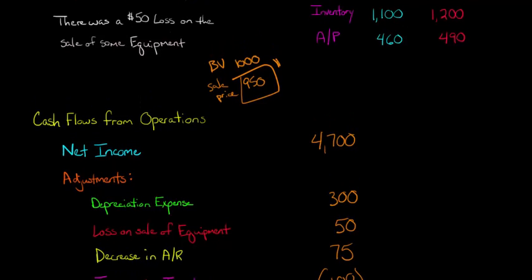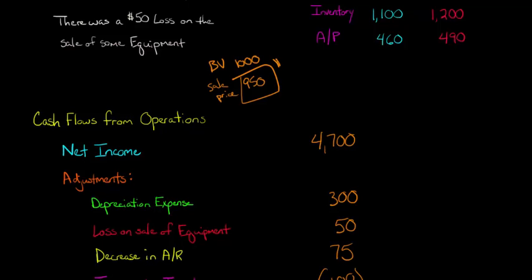Well, think about it. We've got 1,100 of inventory, and we end up at the end of the period, the next period, with 1,200. So when we think about the net effect, I mean, we might have bought 500 of inventory or whatever. When we think about the net effect of buying and selling inventory, we went up $100. And so we'll say that that cost us $100 cash.